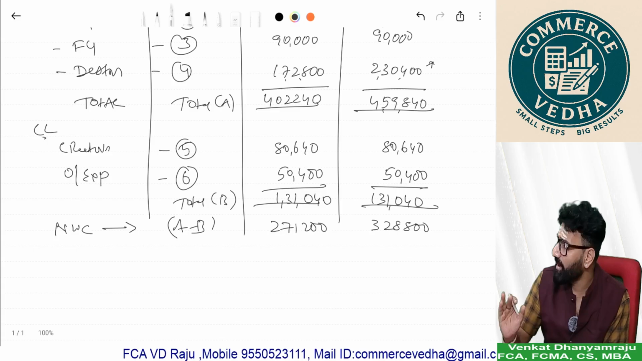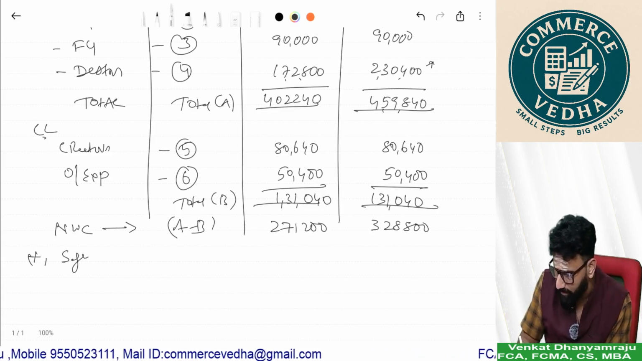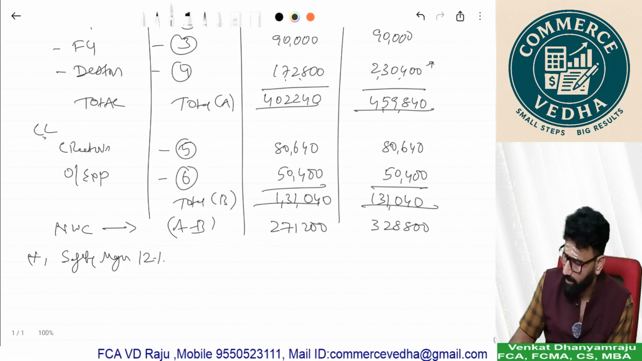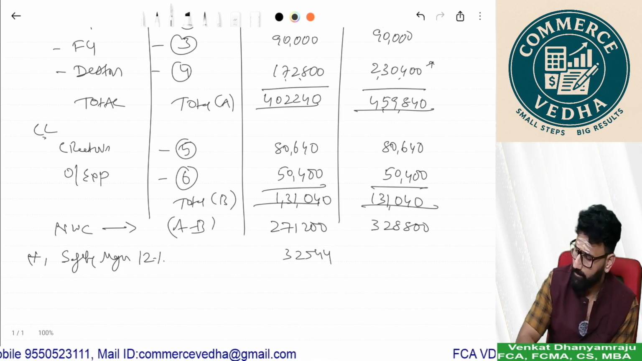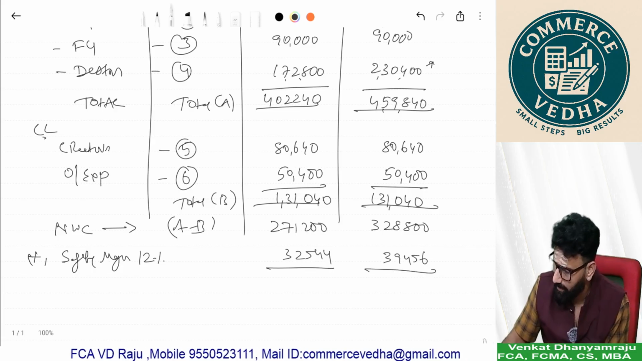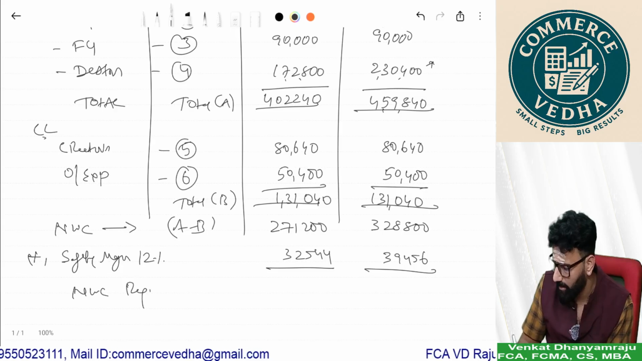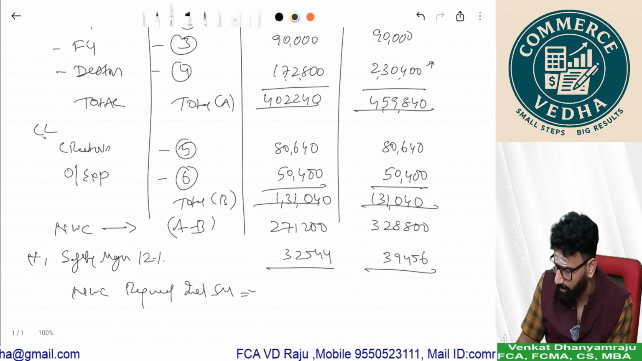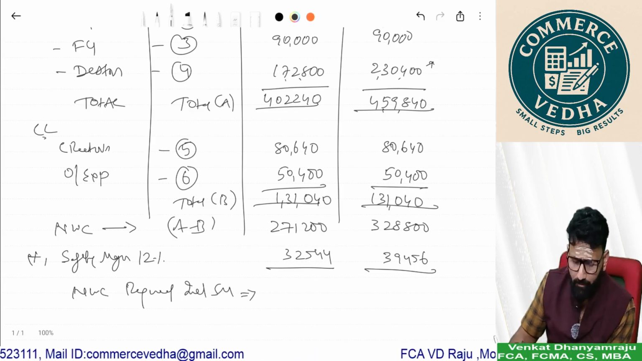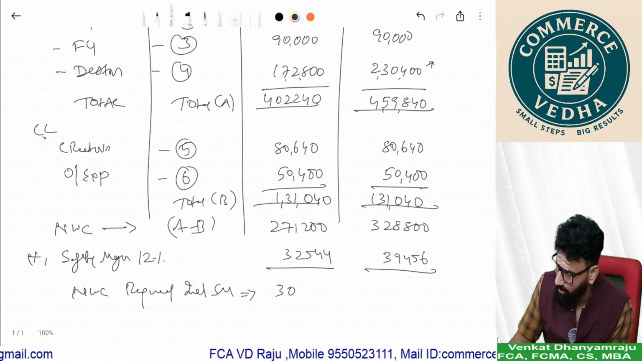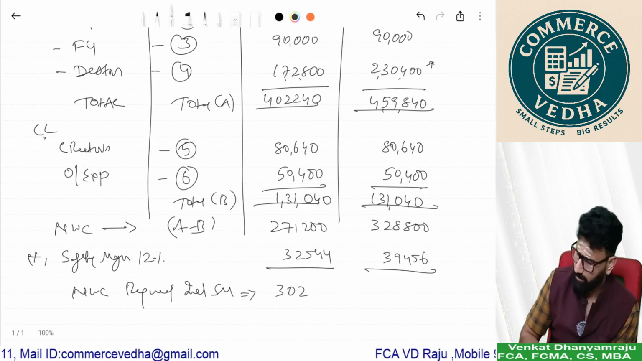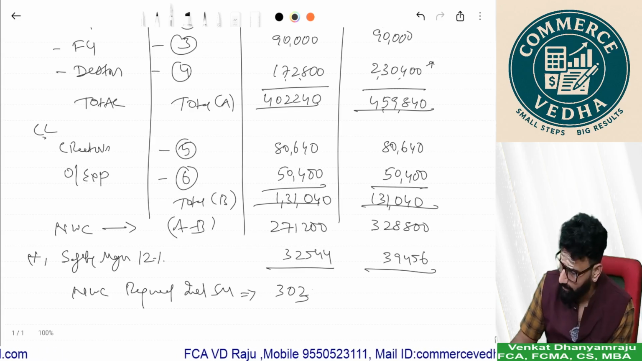So now you got the net working capital. What you should do? Plus safety margin 12%. 271,200 into 12% is 32,544. 328,800 into 12% is 39,456. So net working capital required including safety margin is 271,200 plus 32,544, which is 303,744.